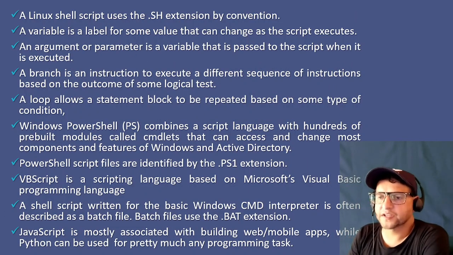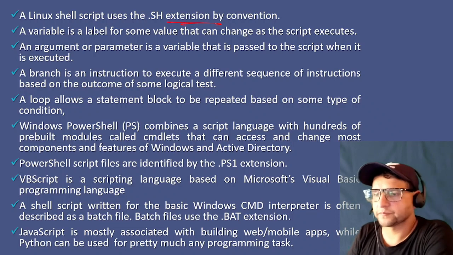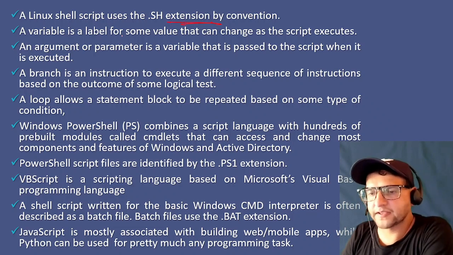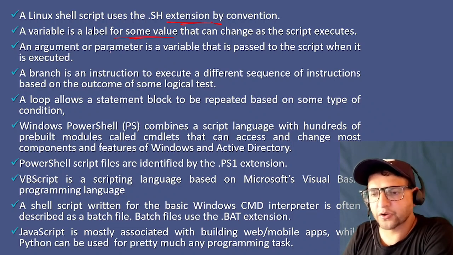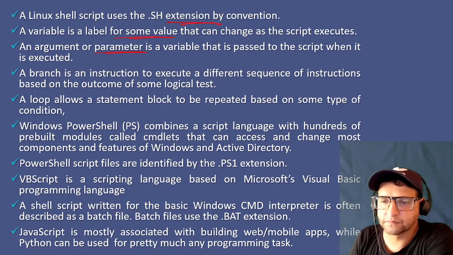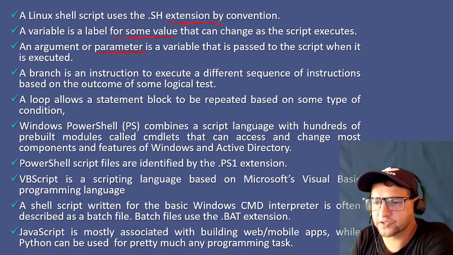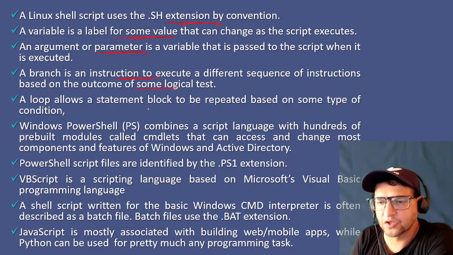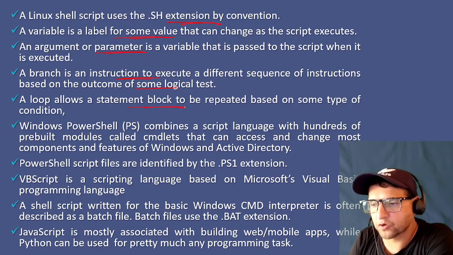A Linux shell script uses .sh by default. A variable is a label for some value that can change as the script executes. An argument or parameter is a variable that is passed to the script when it is executed. A branch is an instruction to execute a different sequence of instructions based on the outcome of some logical test. A loop allows a statement block to be repeated based on some type of condition.